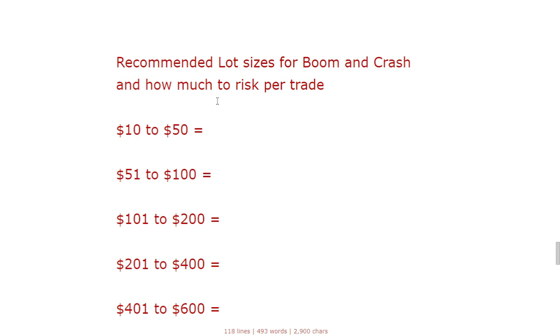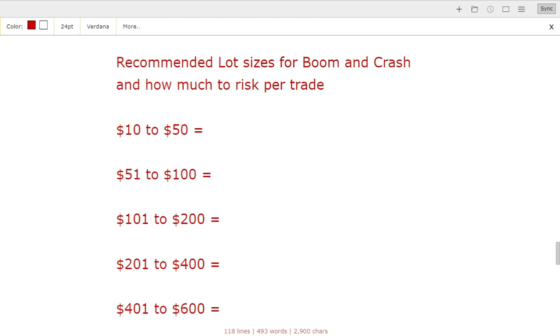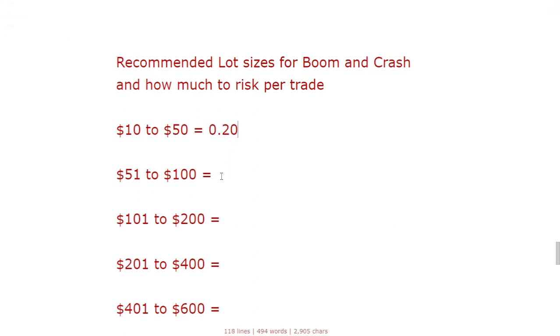So what is the lot size to use if you deposit between $10 and $50? If you deposit between $10 and $50, the best lot size to use is the lowest one, which is 0.20. Okay, and if you have an account between $51 and $100, you should use 0.25. When it comes to $101 to $200, the best lot size you should use is 0.30.